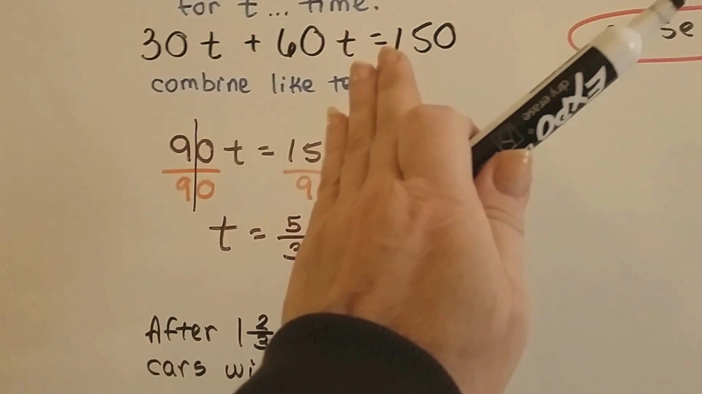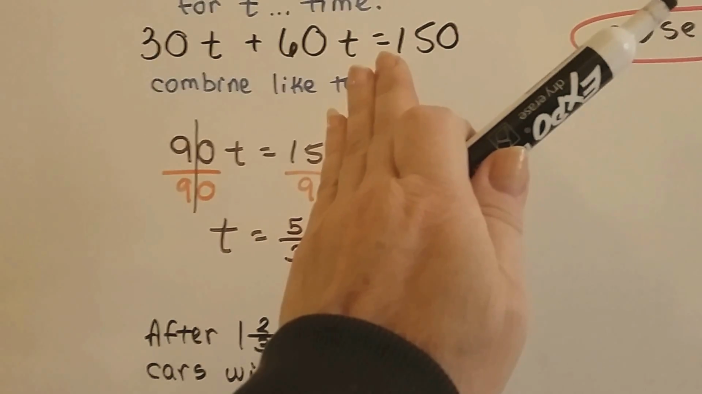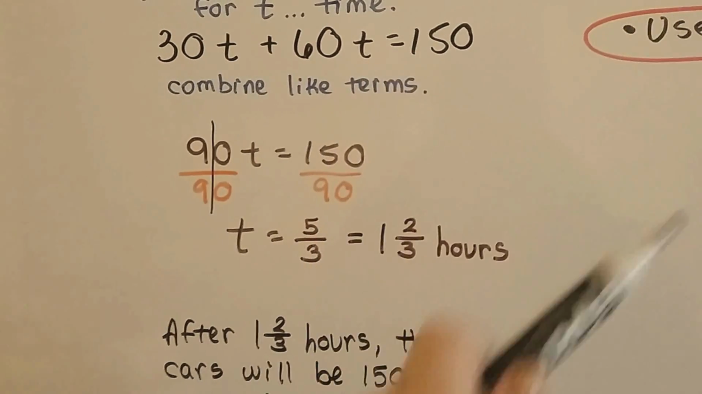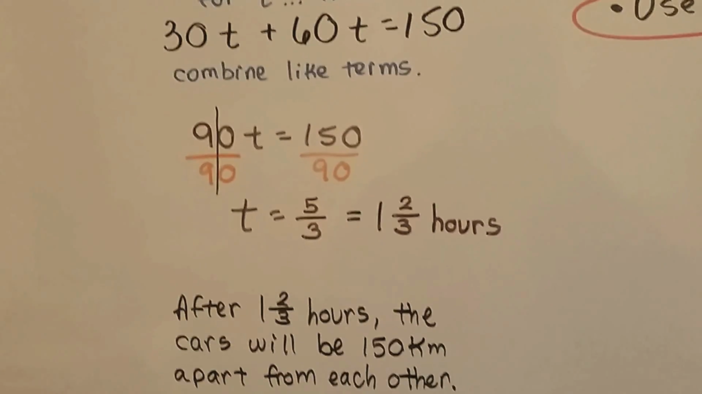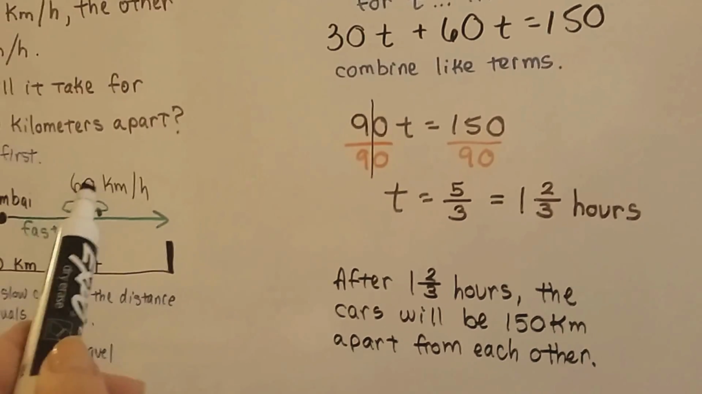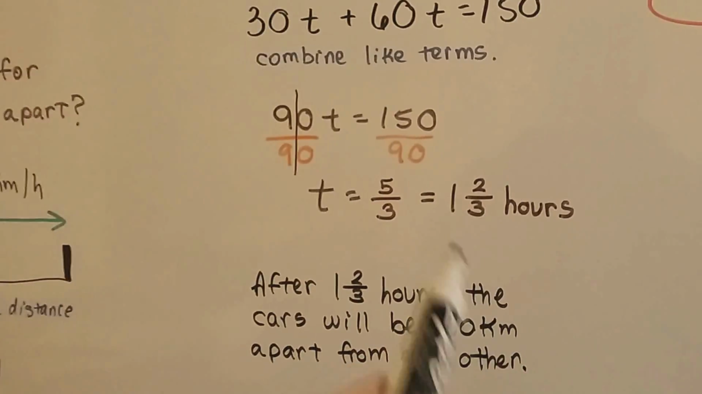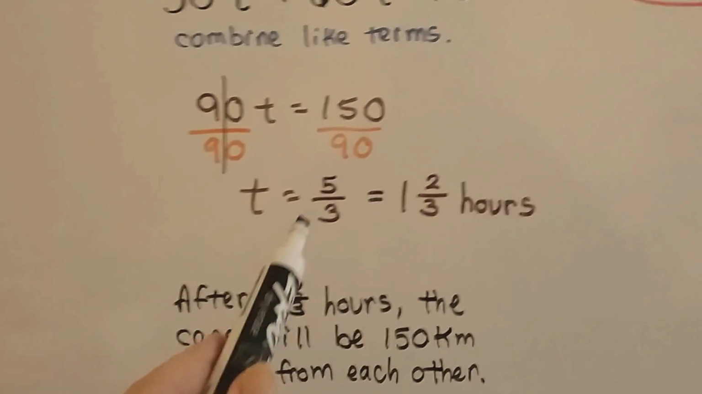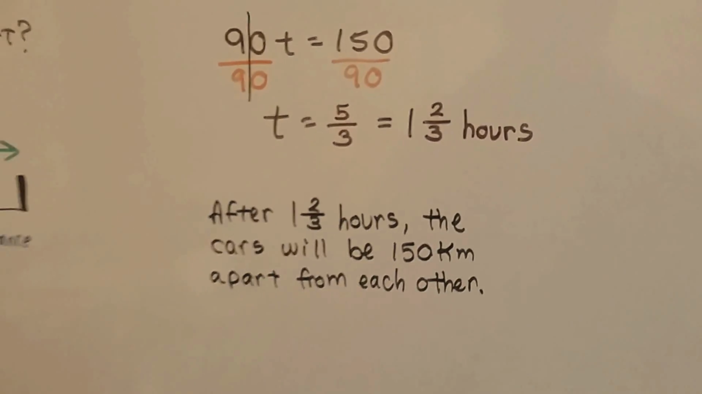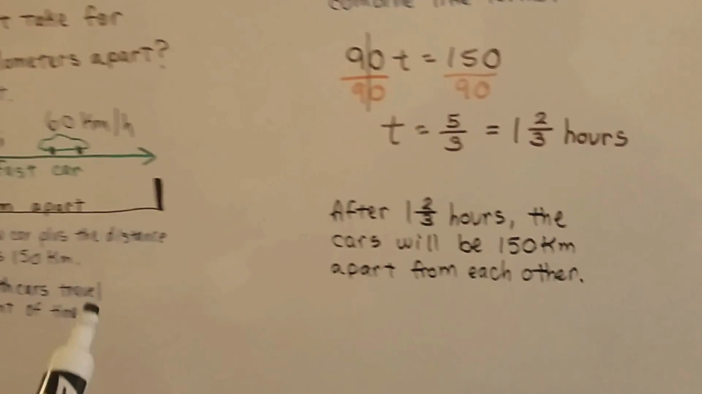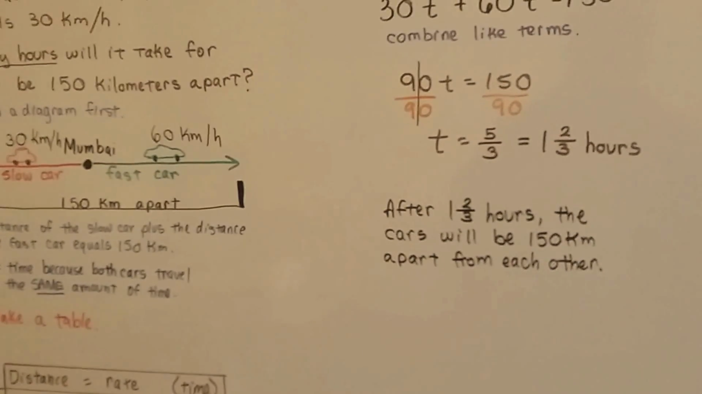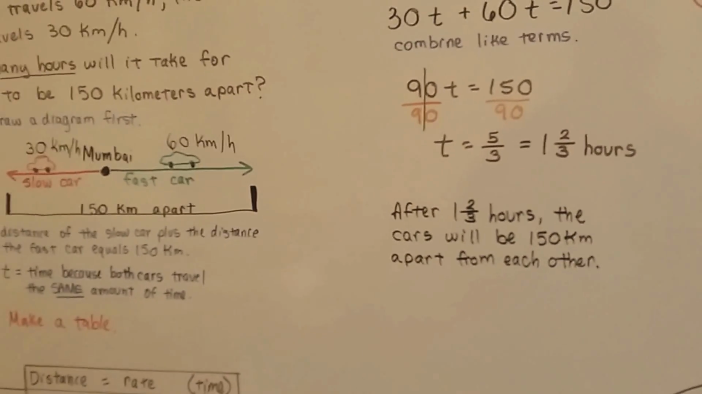And you could actually see it if we took the zeros off. How many 3's are in 15? 5. How many 3's are in 9? 3. So it's 5 over 3, see? And when we figure it out, because it's time, and we knew it was kilometers per hour, that we're dealing with hours, this simplifies to 1 2/3 hours. So after 1 2/3 hours, the cars are going to be 150 kilometers apart from each other. See? So now we figured out the time.